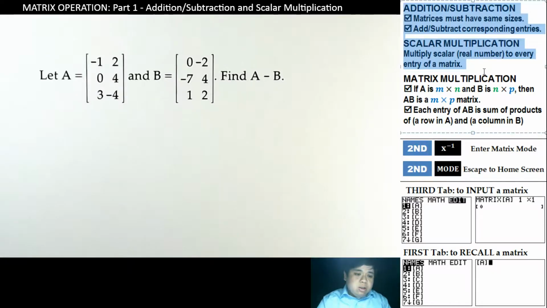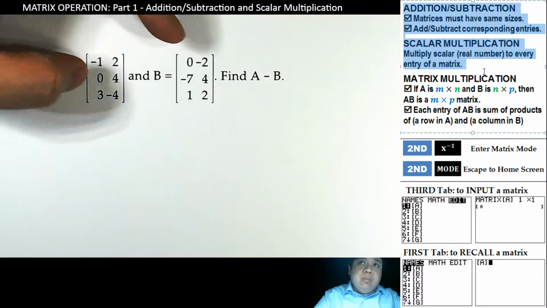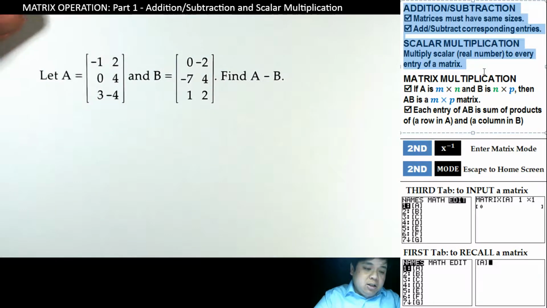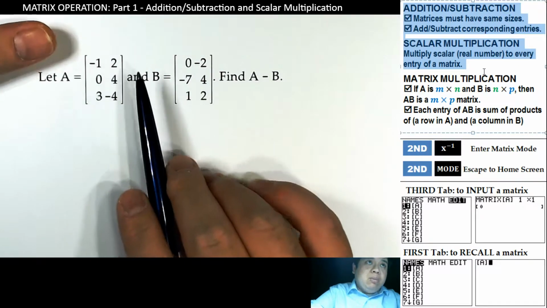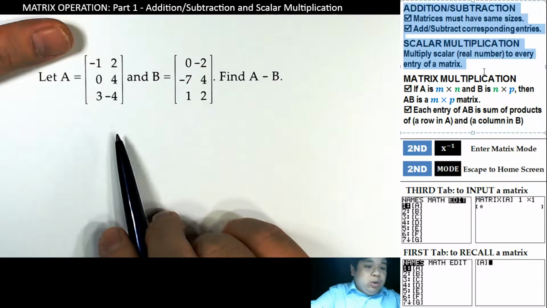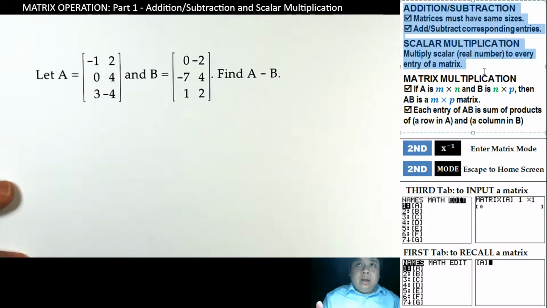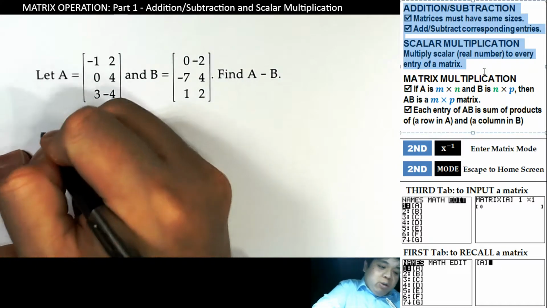So the first part, in order to add or subtract a matrix, they must have the same size, meaning they must have the same number of rows and the same number of columns. And after that, we just add or subtract the corresponding entries. So just go straight to the first one.